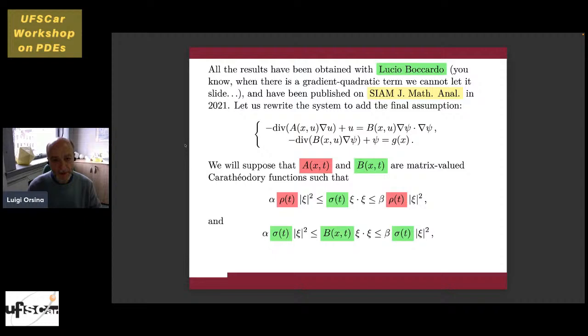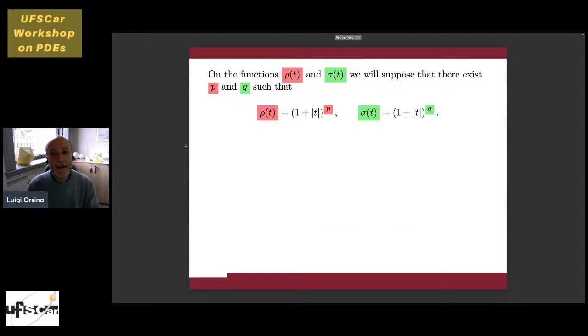The first one is controlled by rho from above and from below, so they have the same growth. And the second one is controlled by a function sigma from above and from below. And I will need another slide, I'm sorry, to show the assumption. But these are, of course, alpha and beta, positive and finite constants. And we will suppose this assumption on the function rho and the function sigma. They are both powers of U, the temperature of the body: the first one, A of X and t, is controlled from above and from below by a P power of t, and the second one is controlled by a Q power of U.